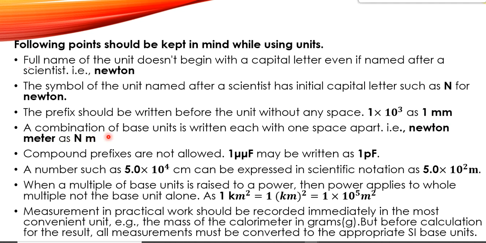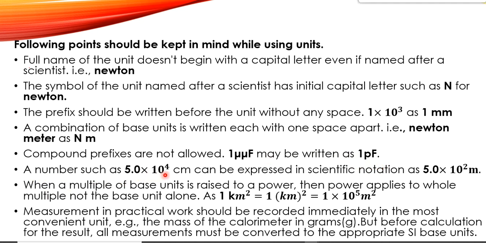A combination of base units is written with one space apart. There's a Newton meter, and we have to write the two units with a space between them. Compound prefixes are not allowed. Compound prefix means using two prefixes of the same type together, like micro or pico, nano, and so on. It must be written in the simplest form.